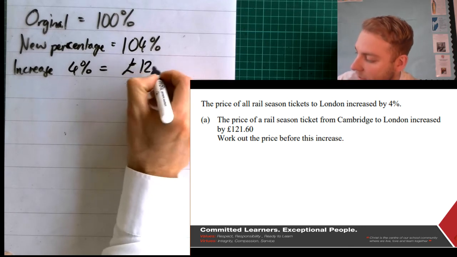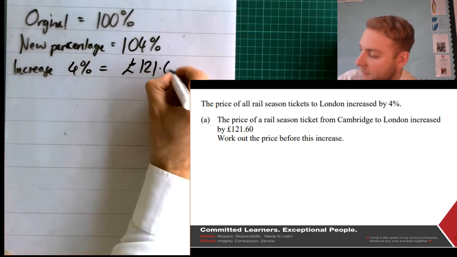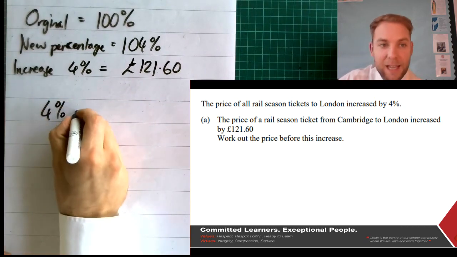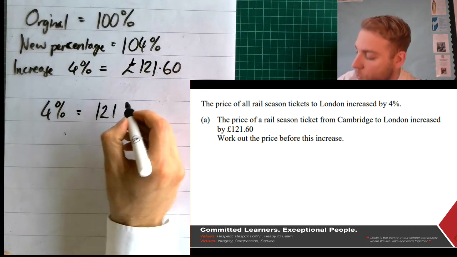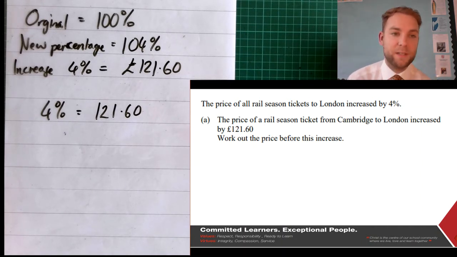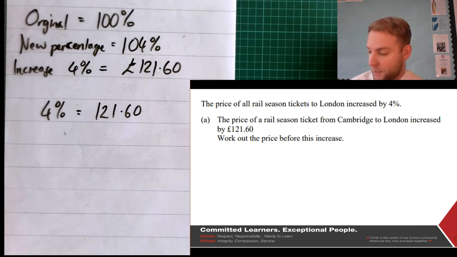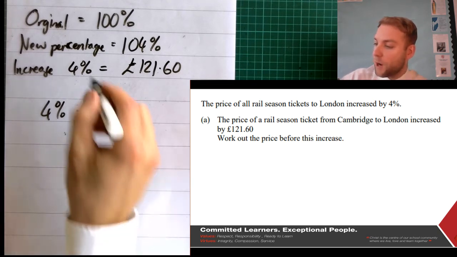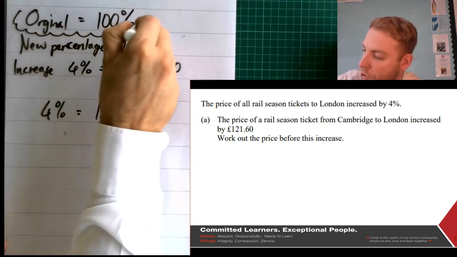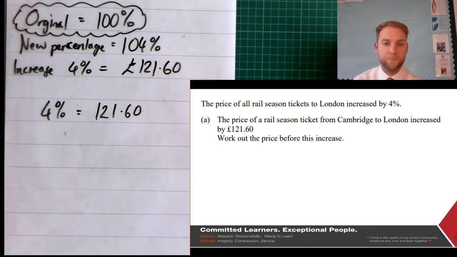It's been increased by £121.60. So I know my starting point is that 4% is equal to £121.60. So that's my starting point. It's telling me that the price is increased by 4%. So this £121.60 represents my 4%. So with this, remember, it's asking me for the price before that increase. So it's asking for the original amount, which is this 100%.